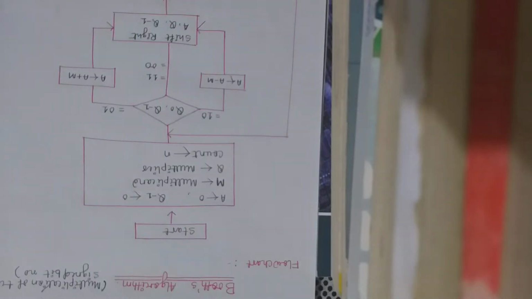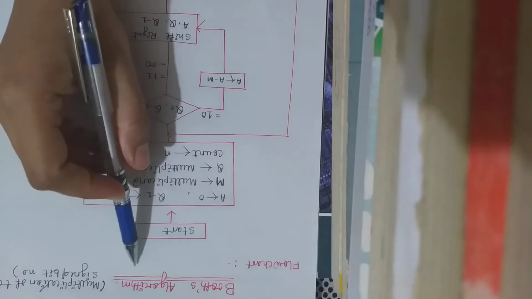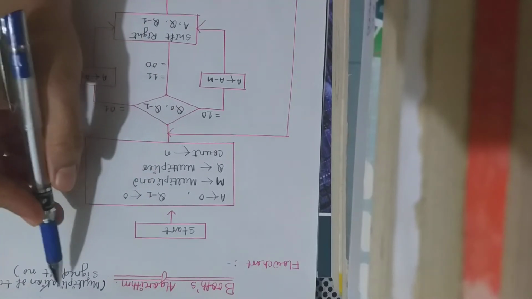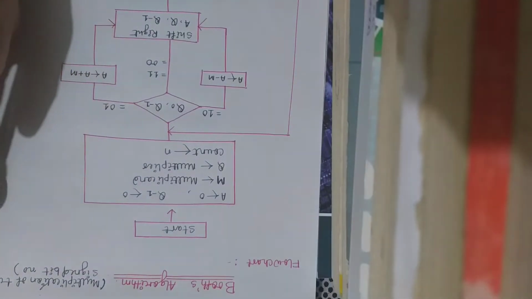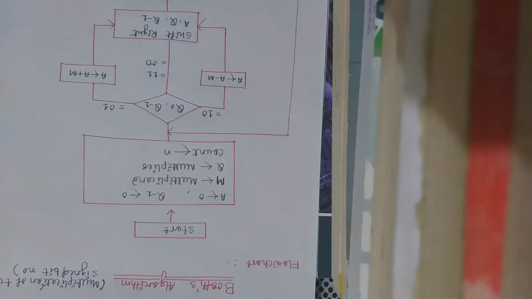Today I am going to teach a new topic, that is Booth's algorithm. Booth's algorithm is for the multiplication of two signed numbers. This is the flow chart of Booth's algorithm.